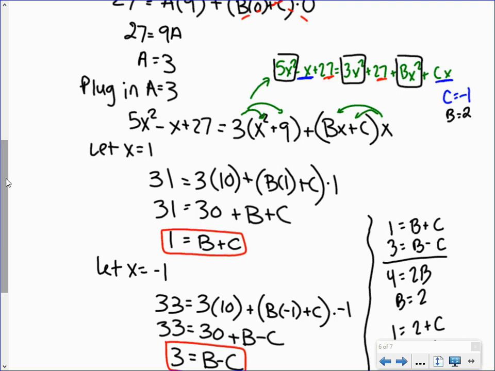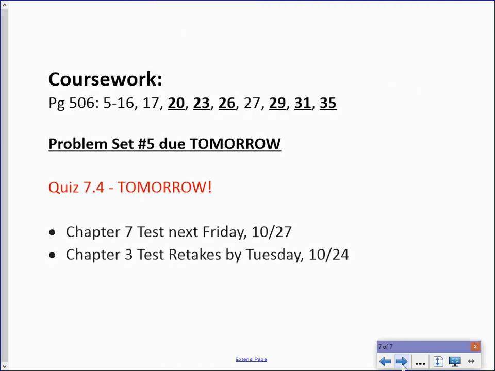So if you forget about that, you have a method where you can always plug in anything for x. And if you can find one constant, you could set up a system of 2 equations and solve for the others. So there's always that method, but you might try the other sometimes. It might be easier. And I encourage working smarter, not harder. All right, that's it for your notes.